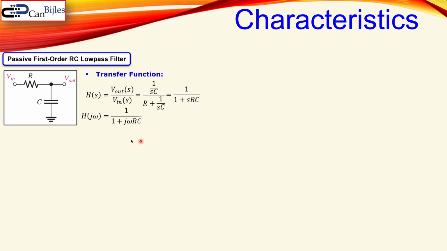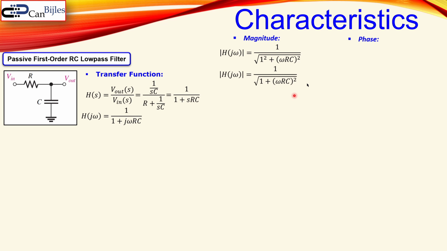Now when you go to the jω domain, so in the steady state analysis, we can replace s by jω, then you have this expression. Now when you move on, you would like to calculate the magnitude and the phase. You can look at the absolute value of this expression, which is a complex expression. So you can say 1 over the square root of 1 squared plus (ωRC) squared. That's shown here. Of course, 1 squared is just 1. Now you have this expression.